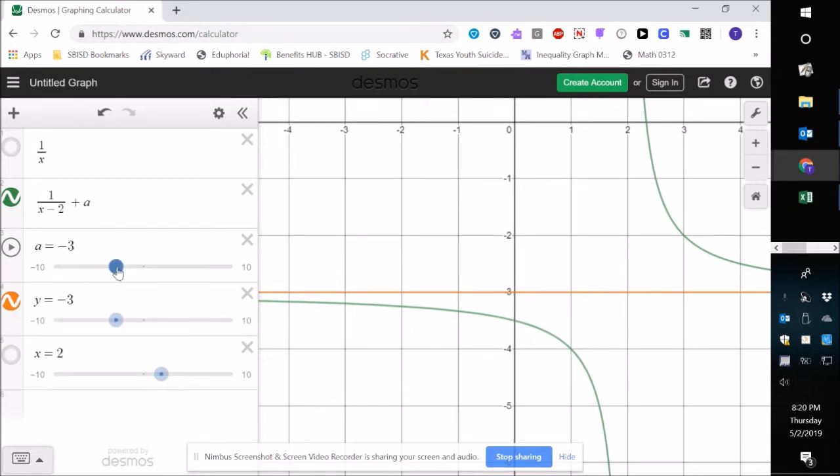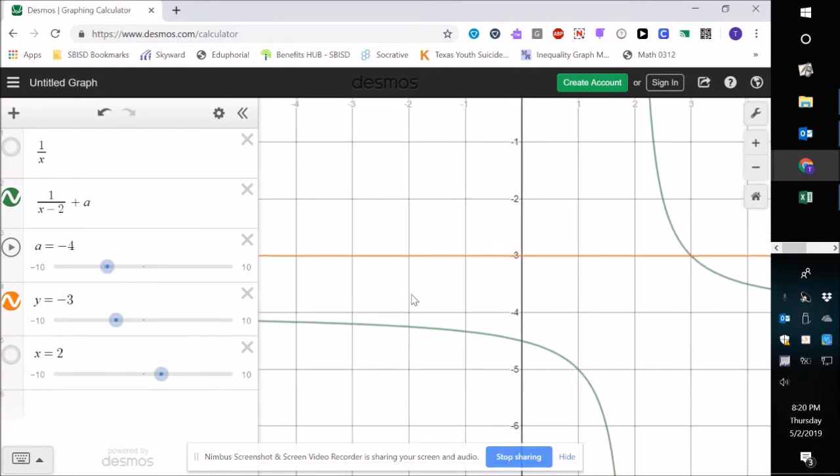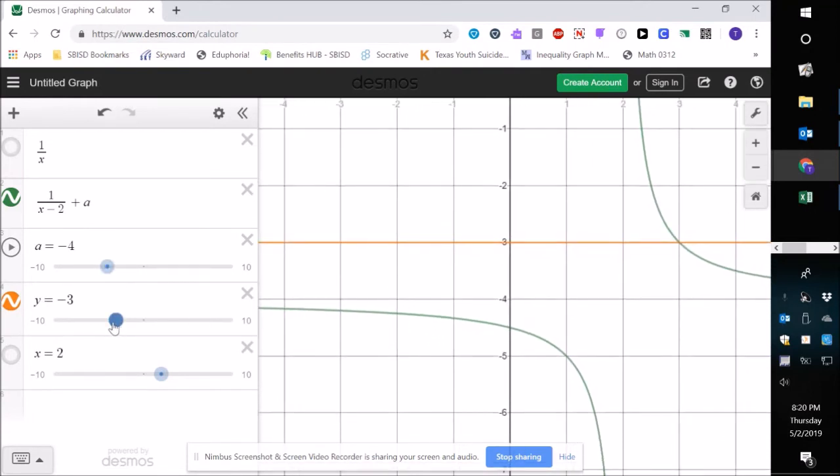So what happened if I were to move to -4? Then the same thing is going to happen. My horizontal asymptote is going to go with the transformation, and now my horizontal asymptote is y equals -4. So if you have a number behind the fraction, +1, -2, +4, -5, then that number is the number you're going to use for your horizontal asymptote.